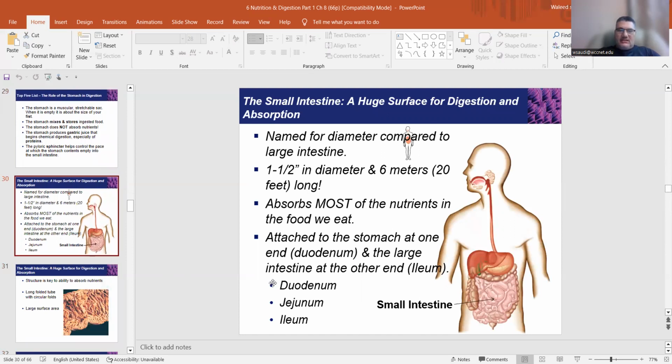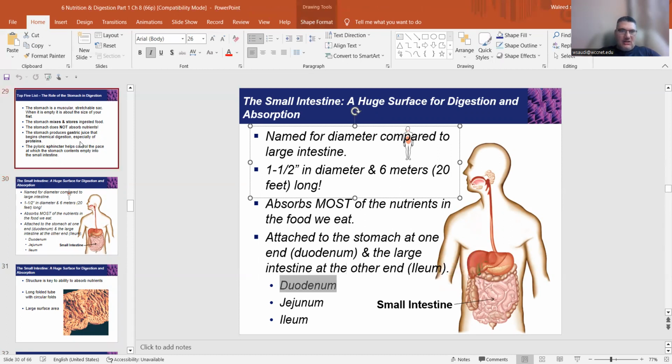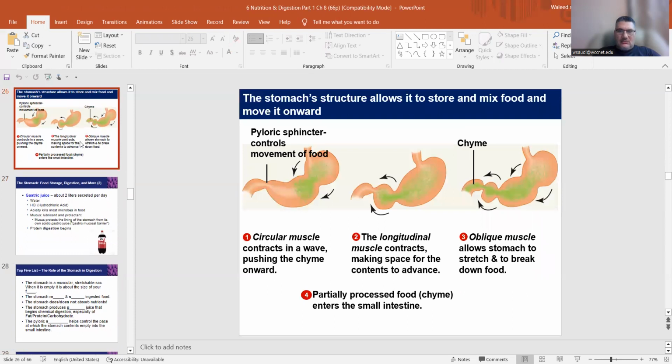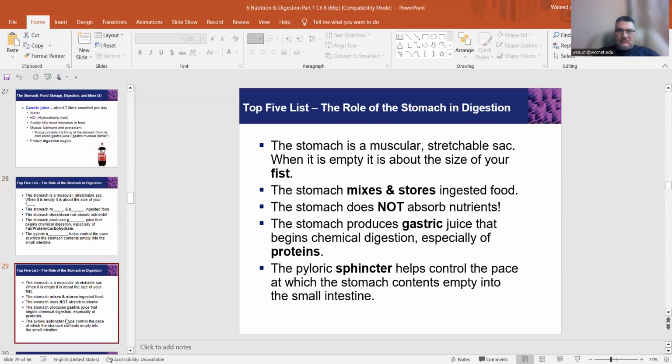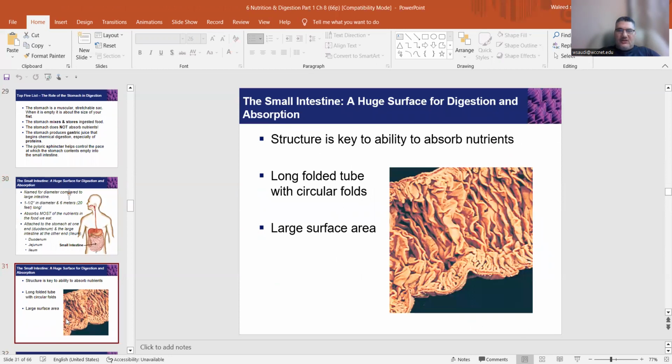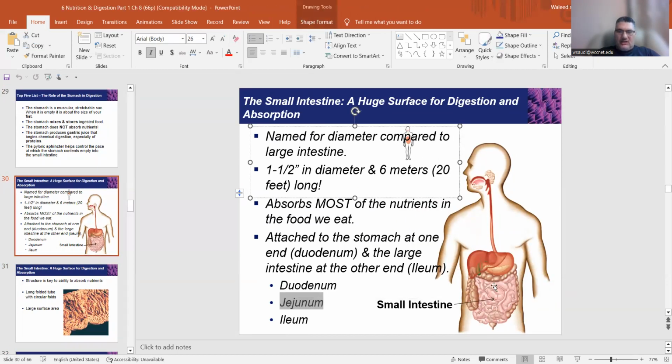The next part is the small intestine. I just want you to know the three parts. The first part is called the duodenum, which is at the beginning, right after the stomach here. Let me show you here again. This very first part, C-shaped, very short, is the duodenum. What's after the duodenum? Jejunum. This part right here. The last one is ileum.